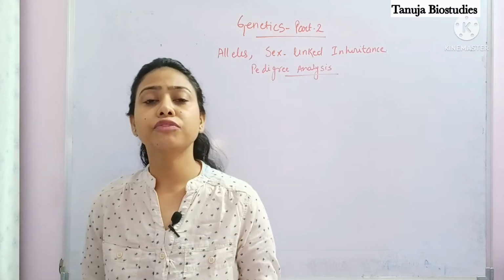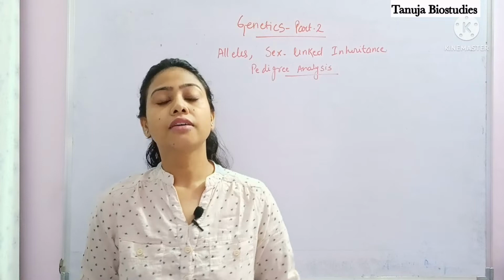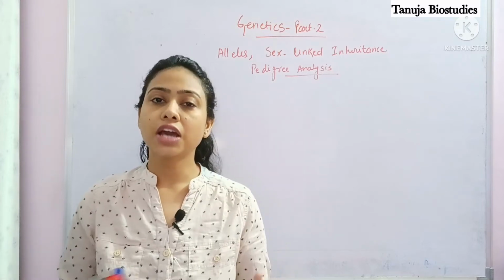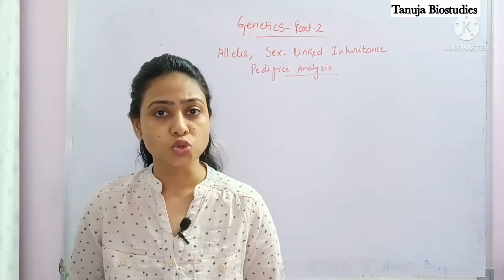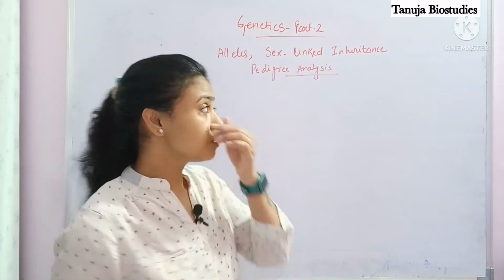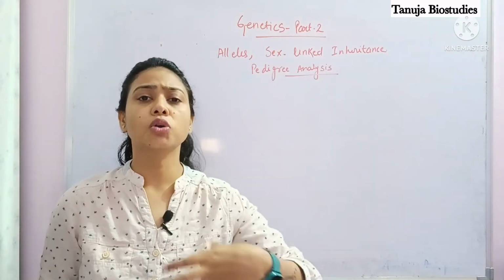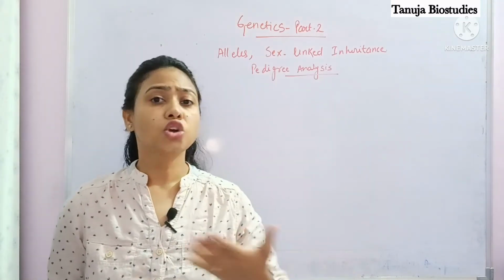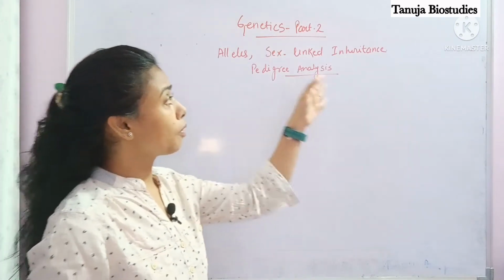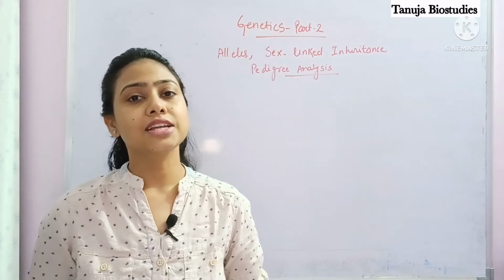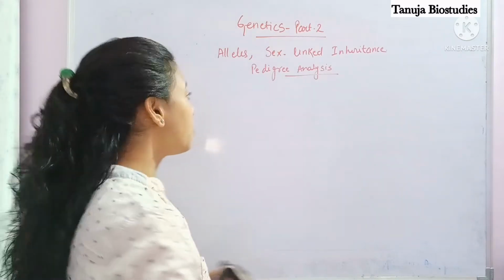In the previous video we talked about genetics part 1, in which we covered certain terms related to genetics, as well as sex determination and sex chromosomes, right? Now in this video we are going to talk about different terms, like genes, alleles, dominant and recessive alleles, and besides that we will talk about sex inheritance as well as pedigree analysis. So let's start with chromosomes first.